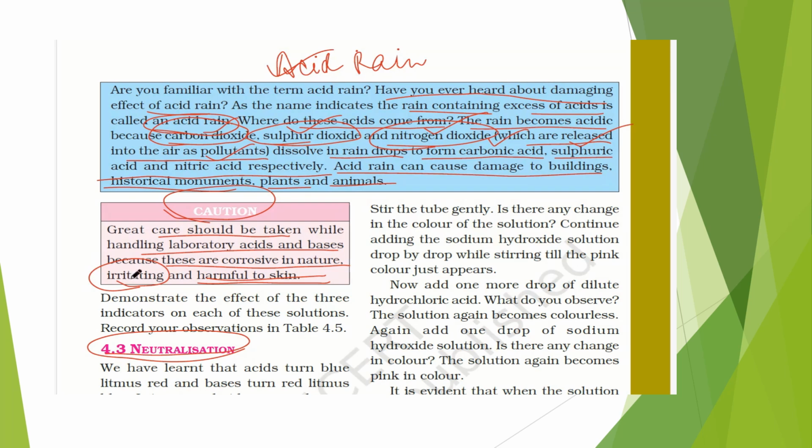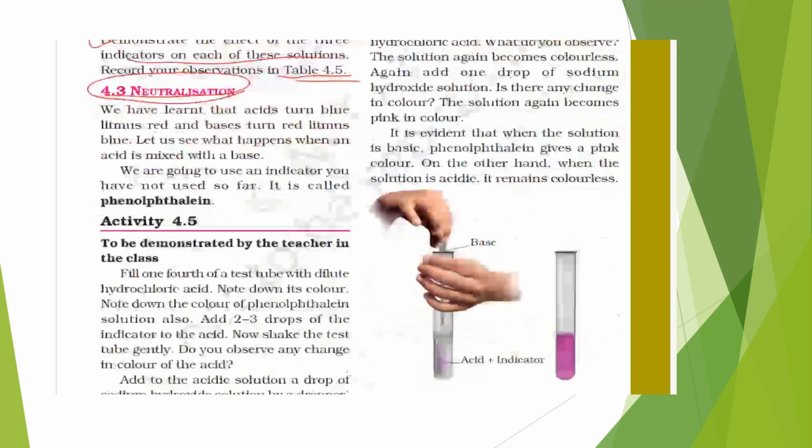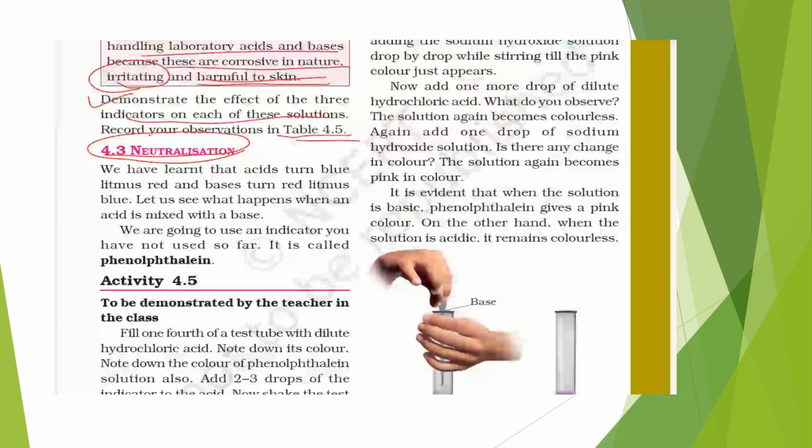Demonstrate the effect of the three indicators which we have studied earlier, and record your observations in Table 4.5 below. Now let us study the process of neutralization. We have already learned that acids turn blue litmus red, and bases turn red litmus blue. Let us see what happens when an acid is mixed with a base.